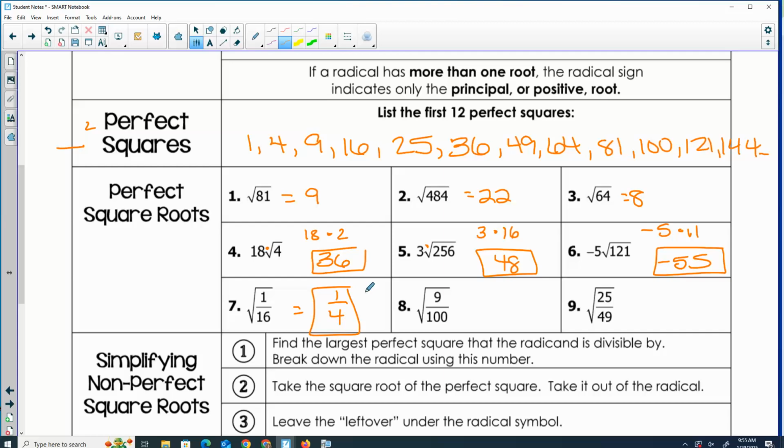The square root of 9 over 100. That means we could do the square root of 9, which is 3, divided by the square root of 100, which is 10, so 3 over 10. Square root of 25 over 49. What's the square root of 25? 5. And the square root of 49? 7. So 5 over 7. Are there questions on those?